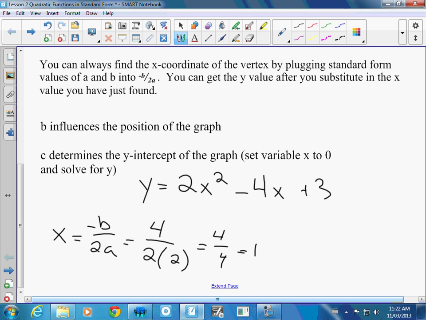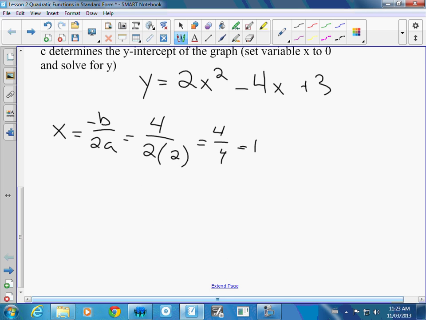How do we find the y one? Take x and plug it into the equation, right? That's all you do. I bet you we can do this in our head. What's 1 squared? 1. Times 2? 2. Minus 4. So 2 minus 4 is? Negative 2. Plus 3 is? 1. Okay. So what is the vertex for this thing? 1, comma 1. Well, that's tough, isn't it?